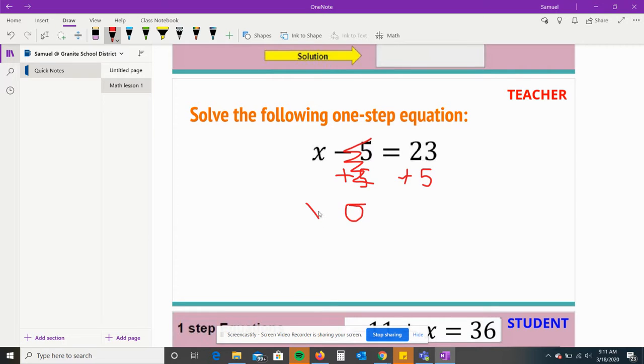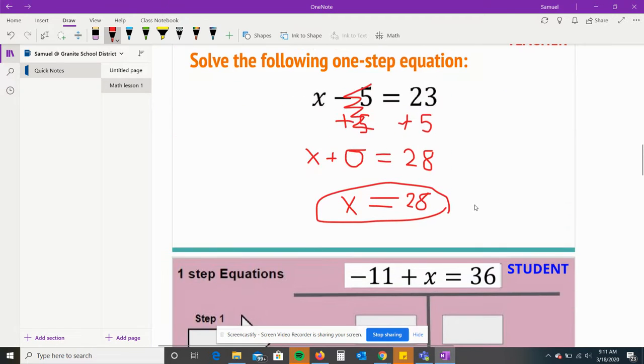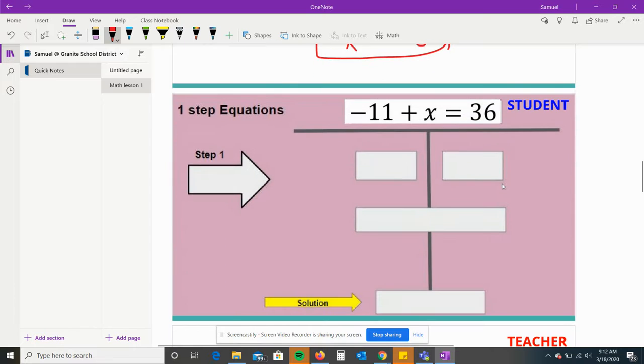So now we have x, a 0, positive or negative, doesn't matter, it's just 0, equals 23 plus 5 is 28. So now we have x plus 0 equals 28. Adding 0 does nothing, and so then we get our answer of x equals 28. Right, that's going to be our answer there. All right, and you can check that out. You can pause the video now and try this next problem right here.